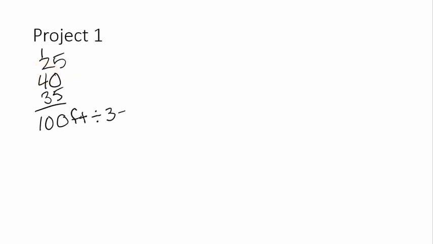So Project 1, number 1, we're finding an average or mean length of the aircraft. In order to do that, we have 3 aircraft. One is 25 feet long, the next is 40 feet long, and the one after that is 35 feet long. So you'll add those together, and you'll get 100 feet total of aircraft. Now we're going to divide that 100 feet by how many aircraft we have, which is 3 aircraft.